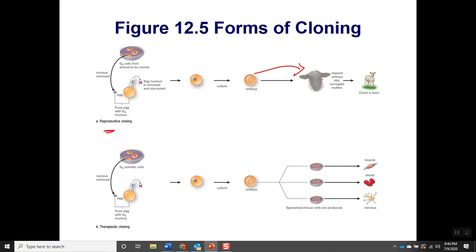The goal here was to create a whole new sheep, whereas in therapeutic cloning, we are only trying to design cell types. So instead of having a surrogate mother and all of that good stuff, we're taking G0 cells and we are placing the nucleus of those G0 somatic cells into an empty egg cell and then just allowing them to be cultured in a petri dish. And so those cells can become muscle cells, they can become blood cells, they can be nervous system cells, and so on and so forth. They become specialized over time. But our goal here isn't to create another human or create another sheep. We're just trying to make cells of a specific type.